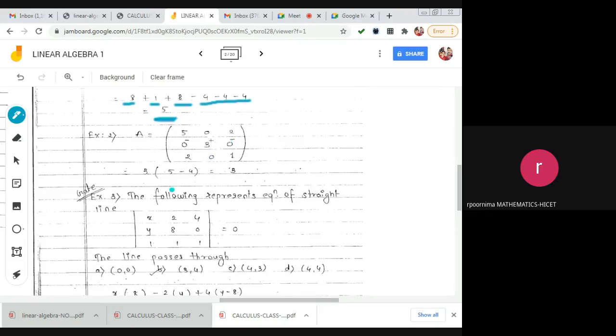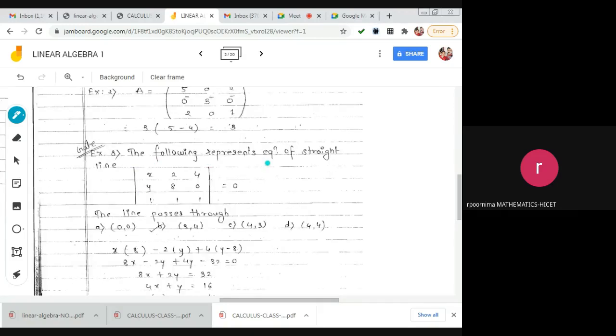Next, the following represents the equation of a straight line. You get a determinant with rows x, 2, 4, then y, 8, 1, then 1, 1, 1, which is equal to 0. So the line passes through, and you have to select the option. This is a GATE exam question. So now you just apply the same concept.